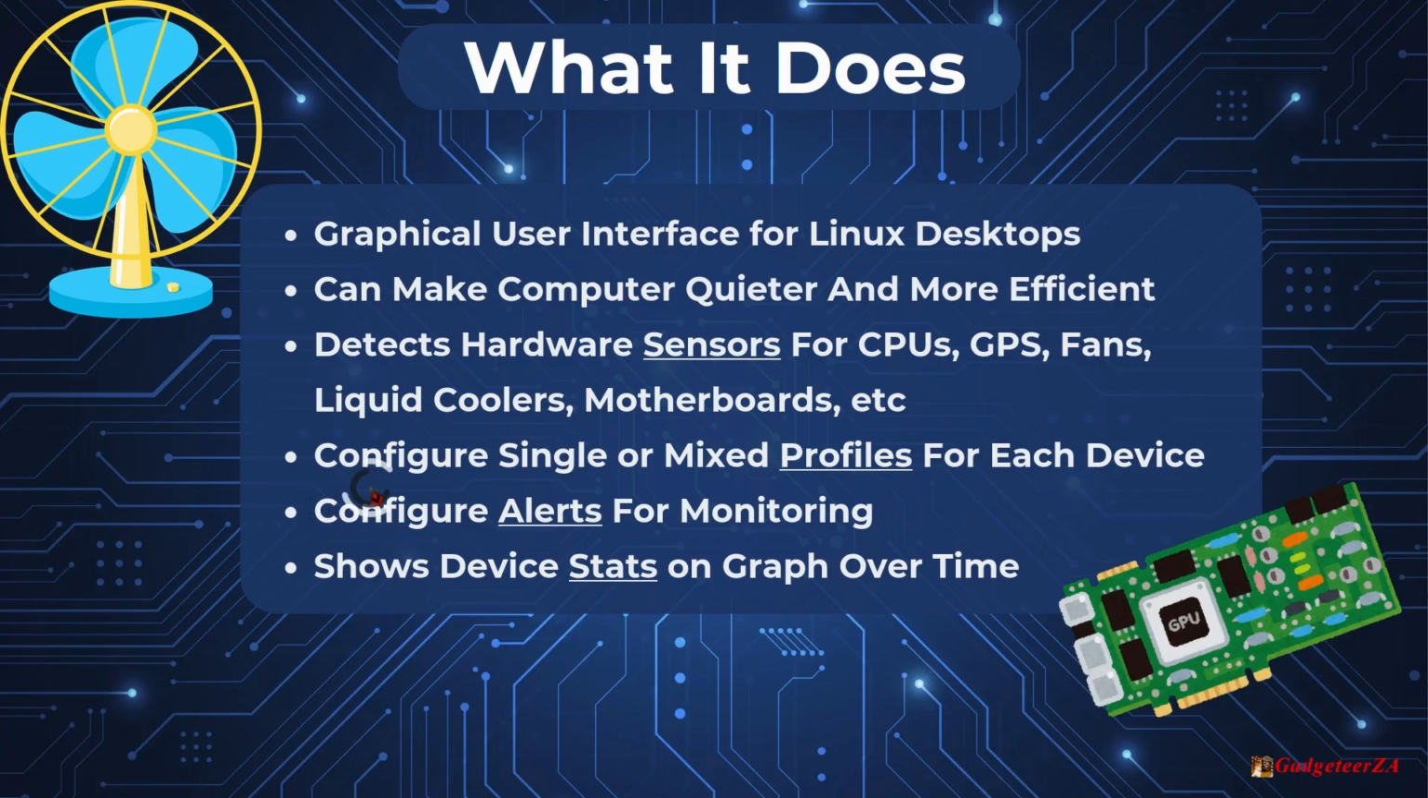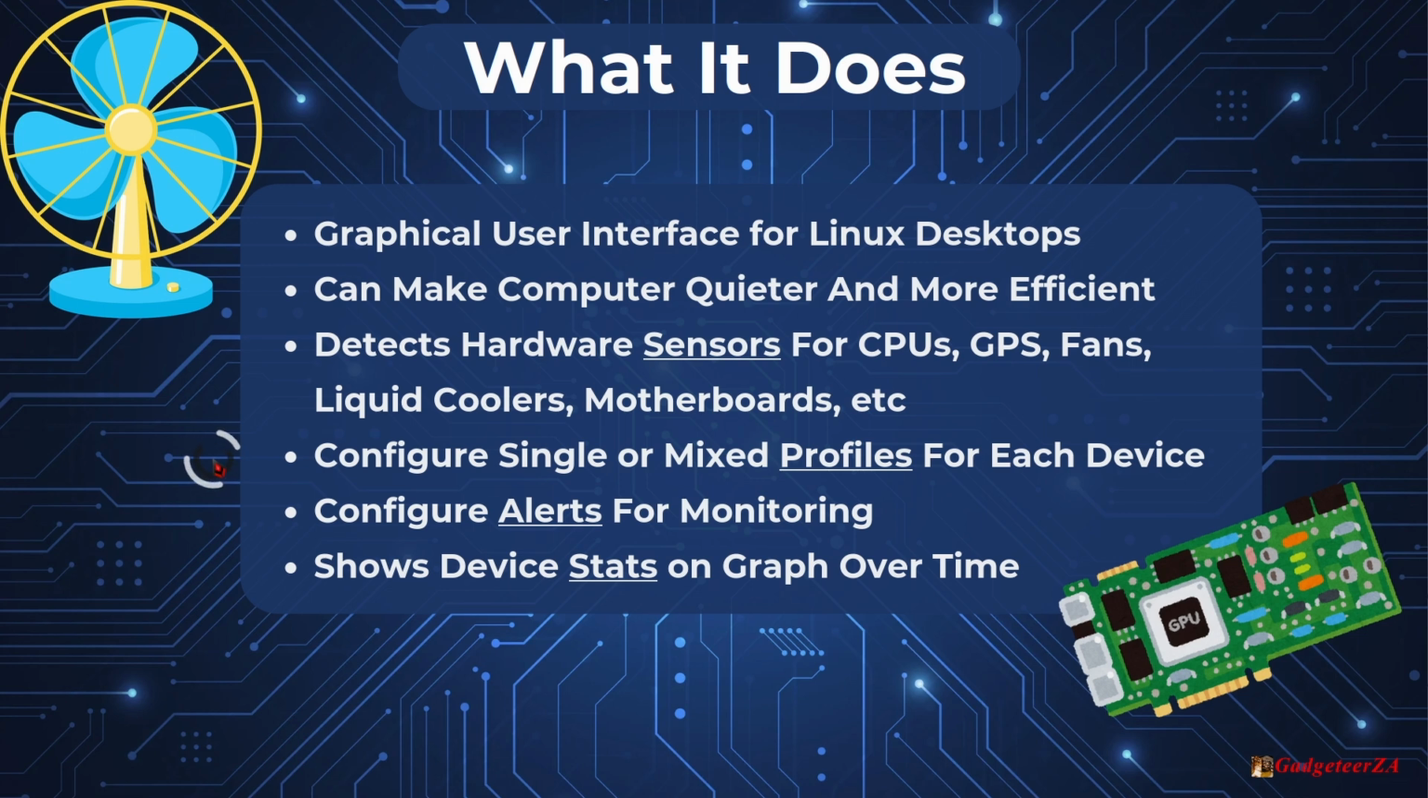And then what you really do is you're configuring single or mixed profiles for each device. So, for example, normally your CPU fan is going to be working with the CPU temperature. That's the standard BIOS sort of setting. But say, for example, you actually wanted your case fans to also come in and start assisting the CPU fan, or maybe just a small amount of assistance, or maybe you want to make it go even faster. The point is you can mix and match.